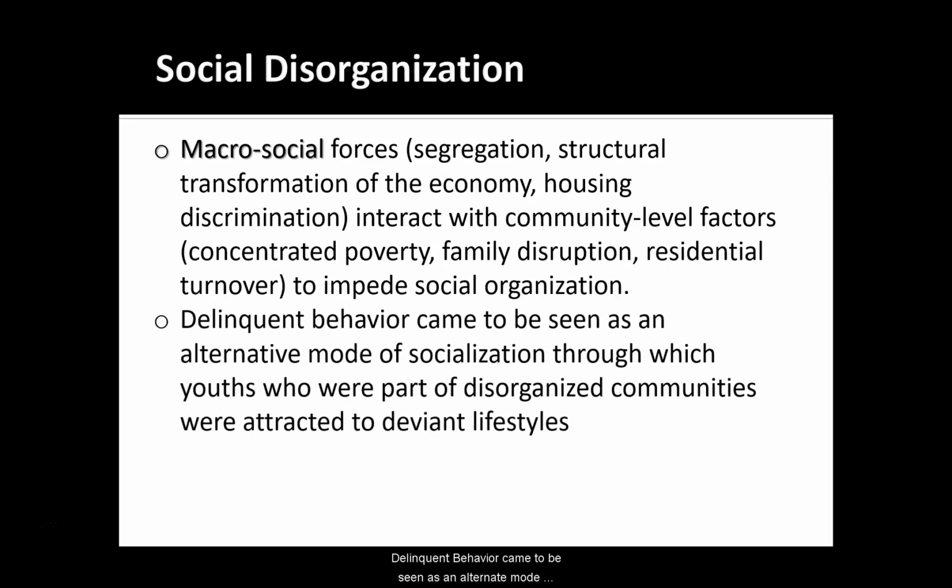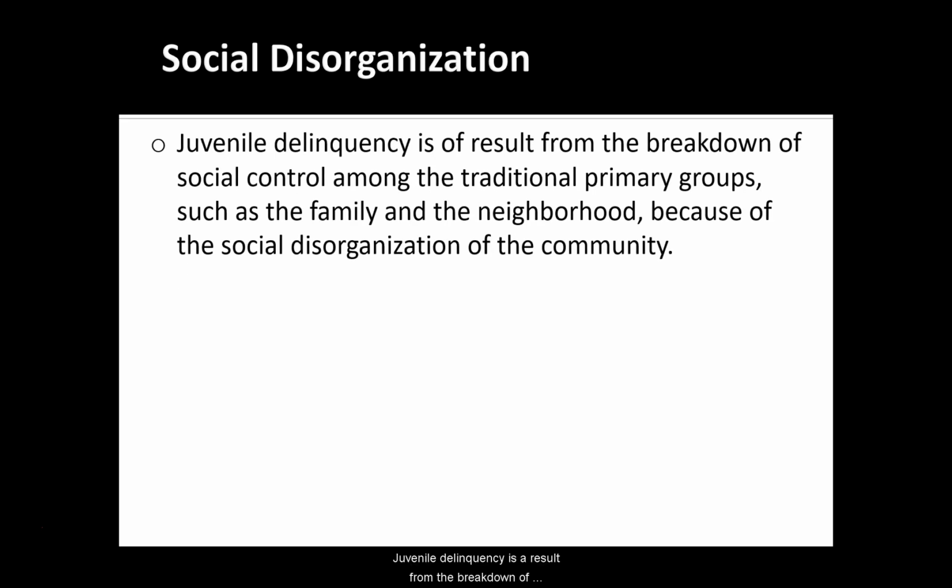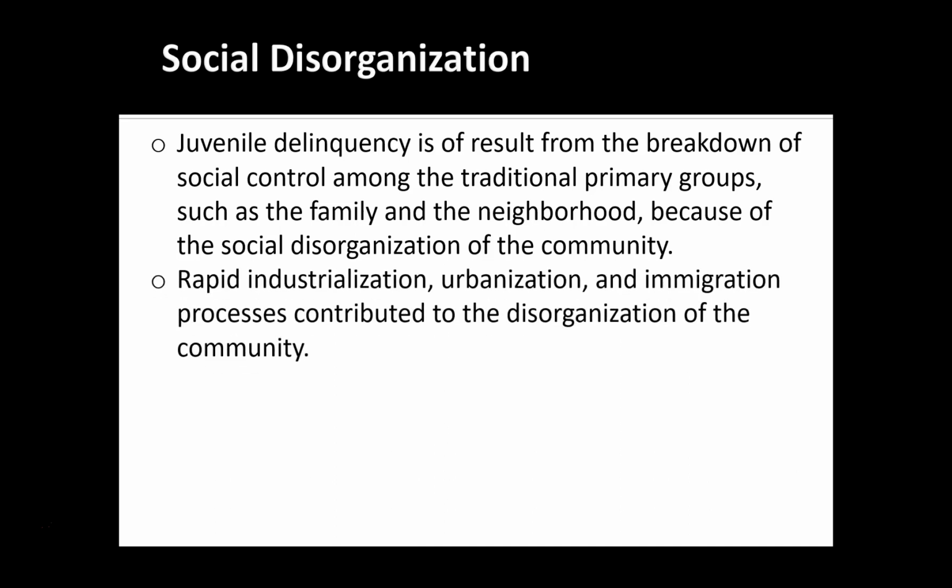Delinquent behavior came to be seen as an alternate mode of socialization through which youths were part of disorganized communities. So they're kind of attracted to each other. They're all living the same life, so they start to understand and look for that outlet. Juvenile delinquency is a result from the breakdown of social control amongst the traditional primary groups, such as the family and the neighborhood, because of social disorganization.